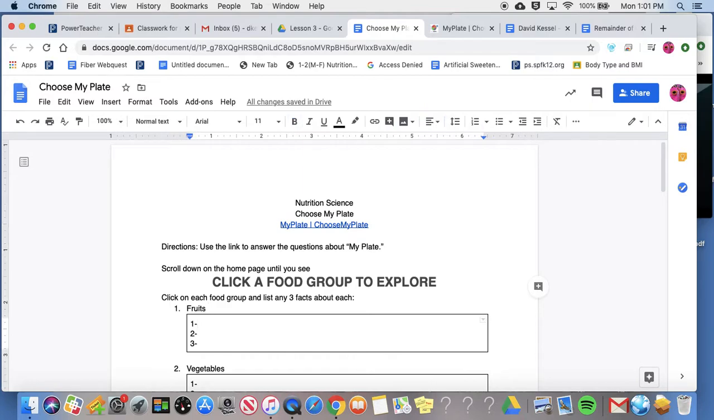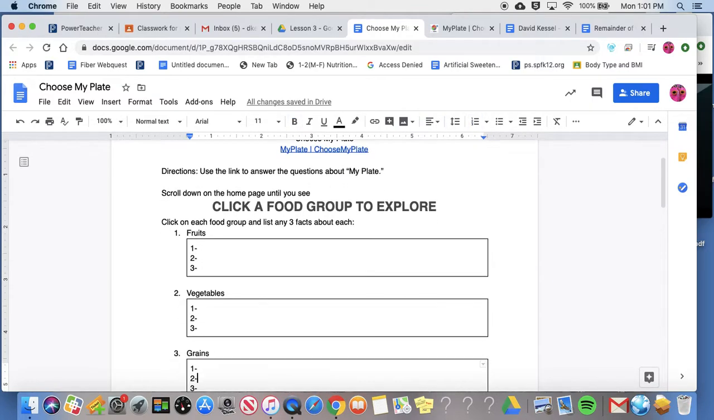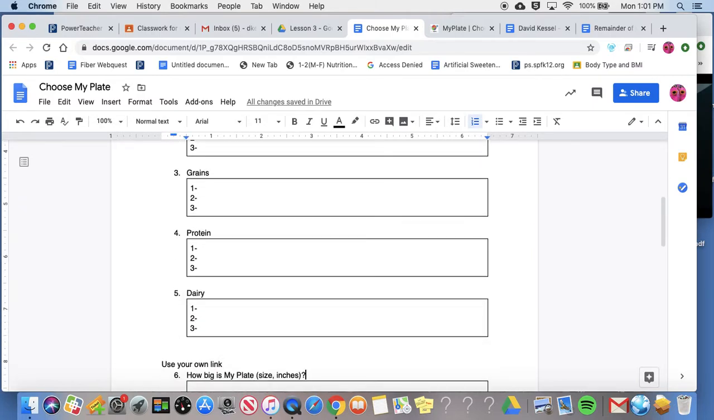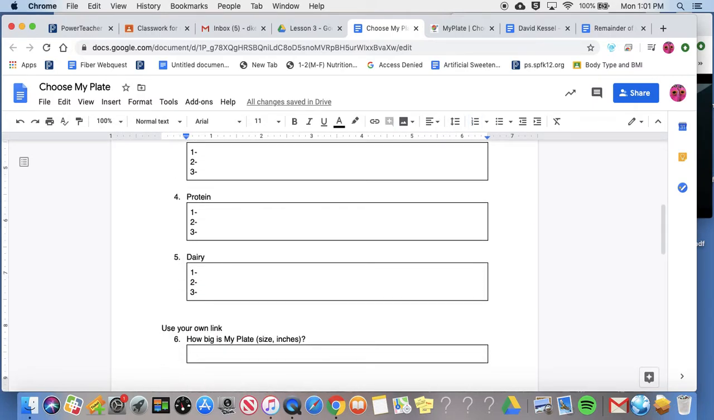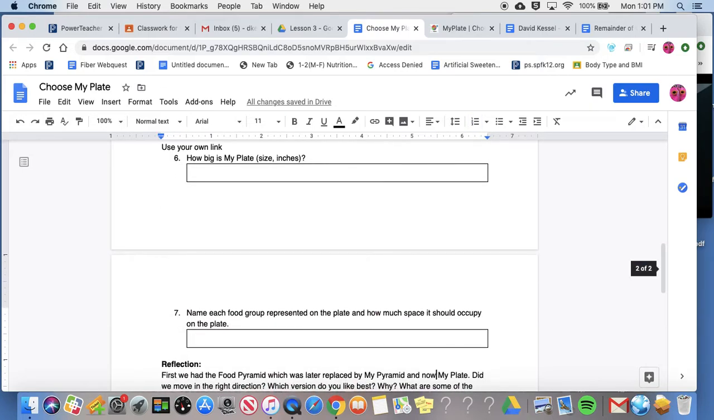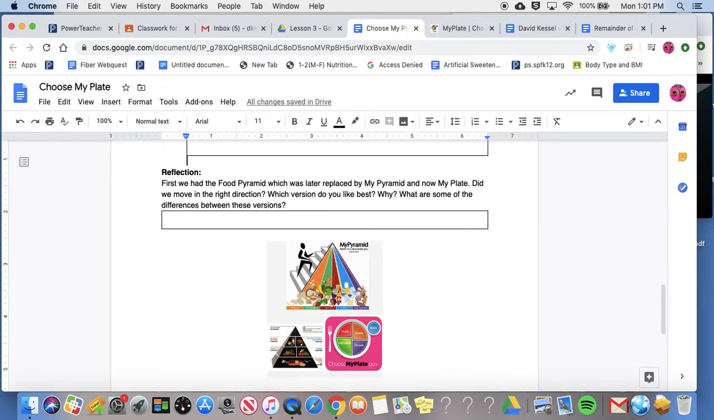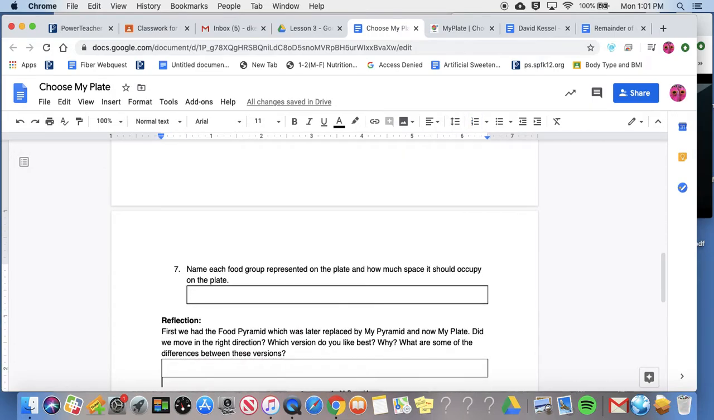What you're being asked to do is to get some facts about some of these different food groups like fruits, vegetables, grains, proteins, dairy. Then a question like how big is the plate, like in inches. How big is that plate? How much should be taken up by each of those food groups? Then it just asks you to name those groups that are represented on the plate, and then finally a reflection.